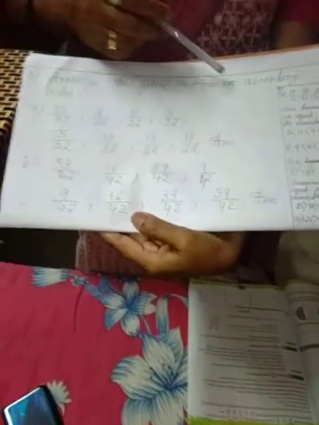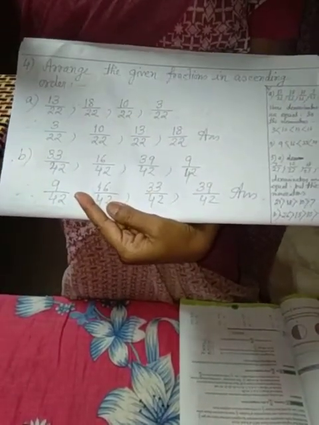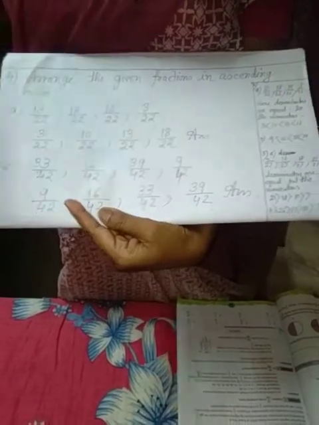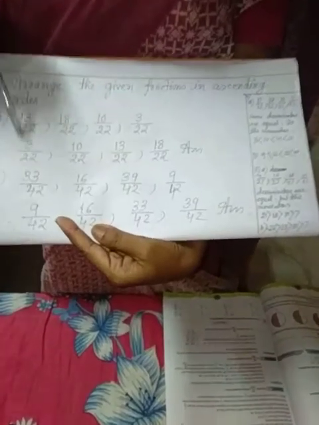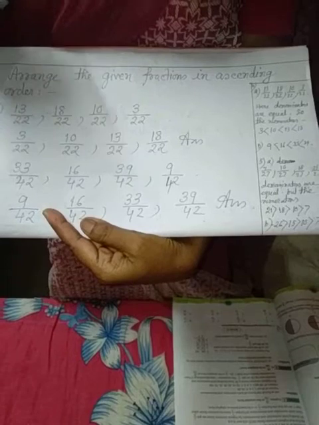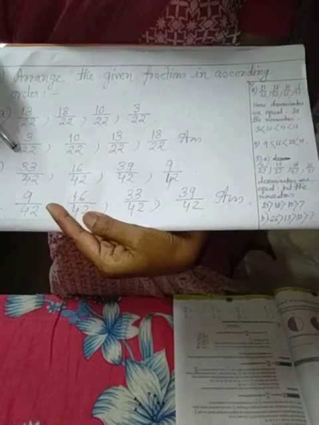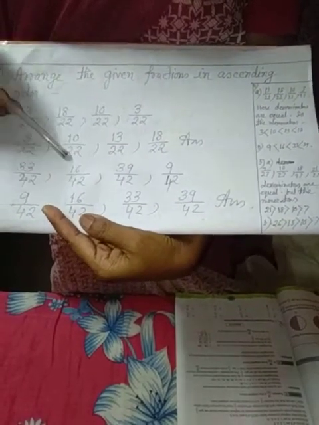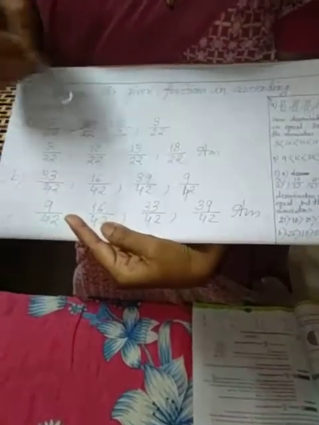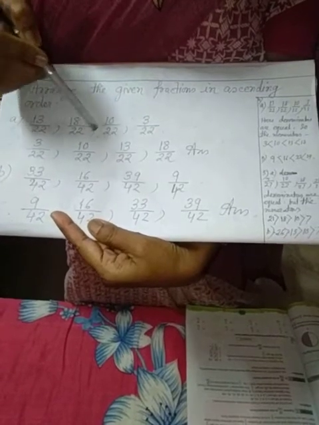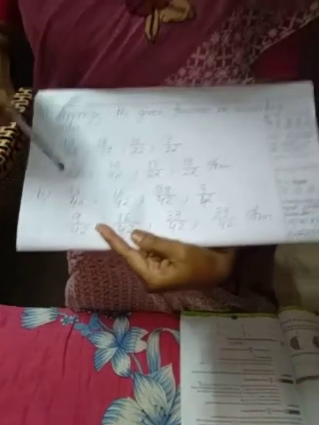Arrange the given fractions in ascending order. Ascending order means smallest to greatest. So the denominators will be equal, no problem. 13 by 22, 18 by 22, 10 by 22, 3 by 22. All denominators are equal, 22. So the numerator smallest is 3. So 3 by 22, 10 by 22. After this, 13 by 22. After this, 18 by 22. So 3 is less than 10, 10 is less than 13, 13 is less than 18. So 18 is greatest, last, and first is 3 by 22.